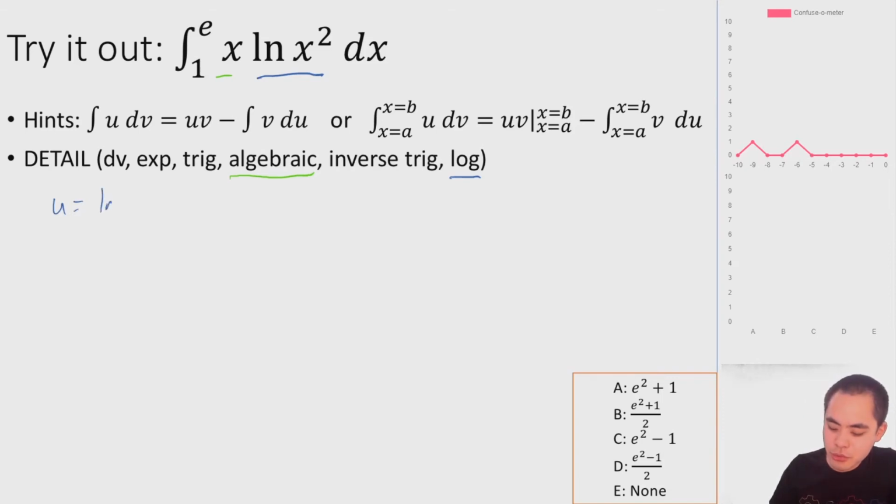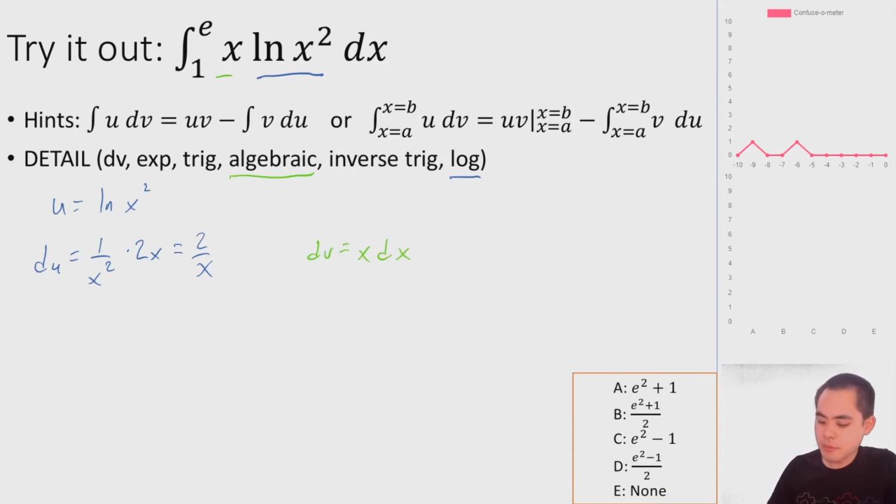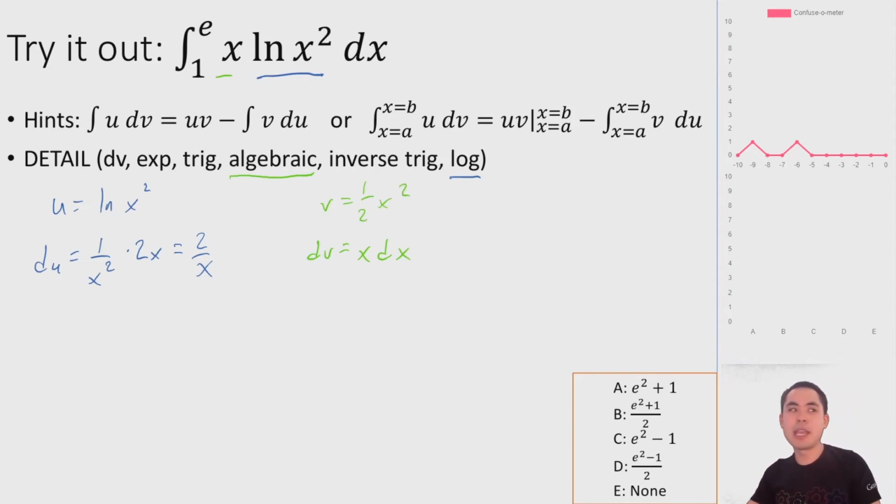But u is equal to log of x squared, and so that means du is going to be equal to 1 over x squared times 2x, because by the chain rule, which is going to be equal to 2 over x. And we have our dv is going to be equal to x dx. And so then v is equal to 1/2 x squared. So hopefully that gives you enough hints to be able to at least write down the antiderivative, and then you just need to plug in 1 and e.